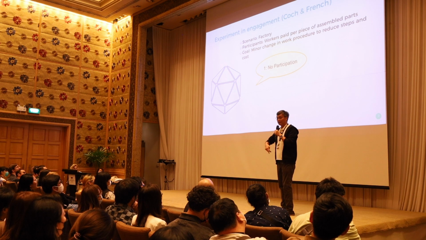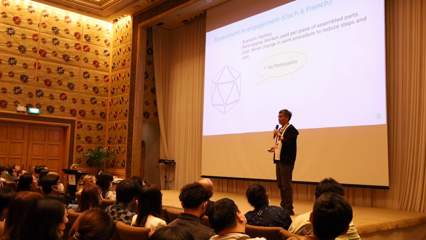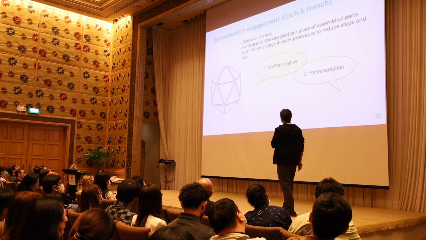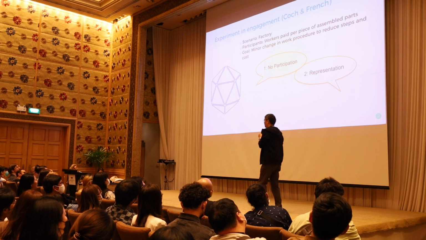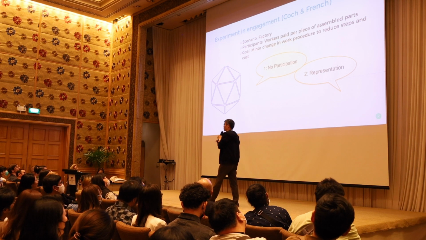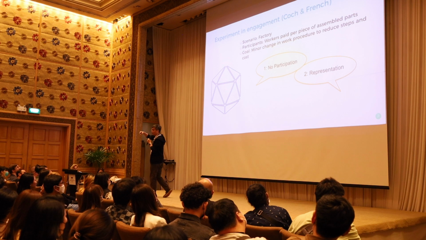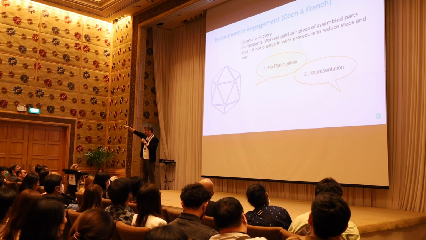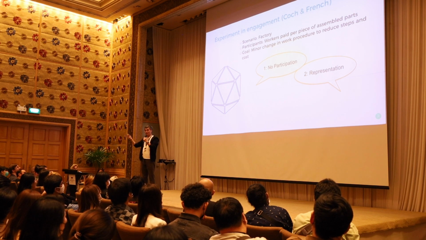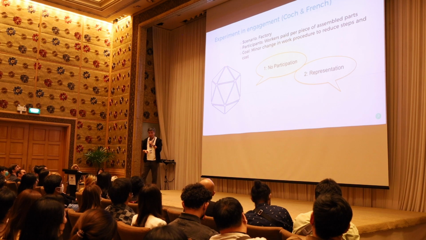Management simply called them and said, this is your new way of working. The second one, representation. This meant that the workers assigned a leader who would go to a training and have conversations with management, and then they would go back to the workers and teach the workers the new process.